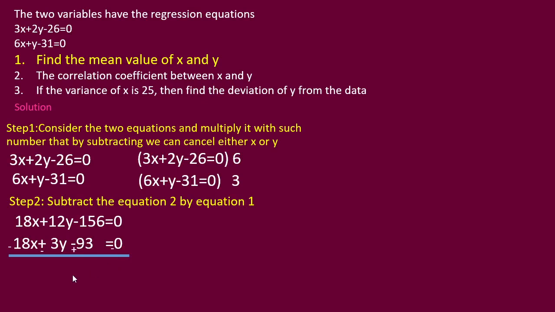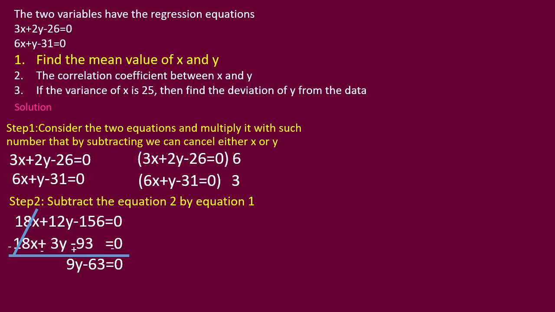Now I'll start to deduct. Here it is plus 18x and here it is minus 18x, so they get cancelled. The result is 0x. The next one, plus 12y minus 3y, so the remaining is 9y. And here minus 156 and here plus 93, so the difference is 63. The larger number's sign is minus, so I'll keep minus here. Equals 0, of course.